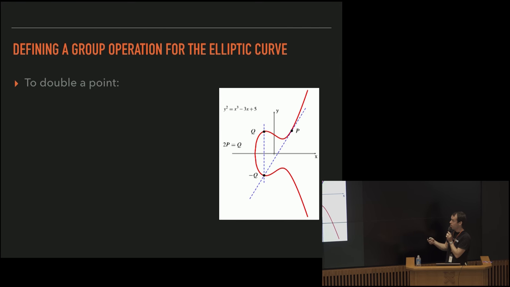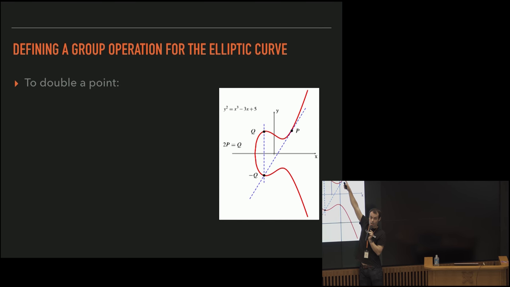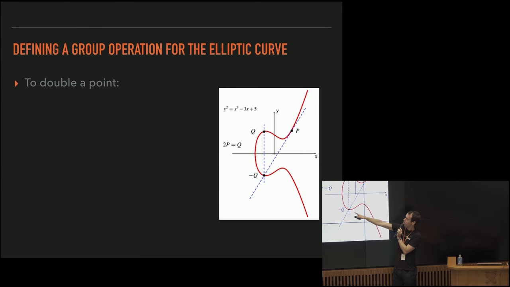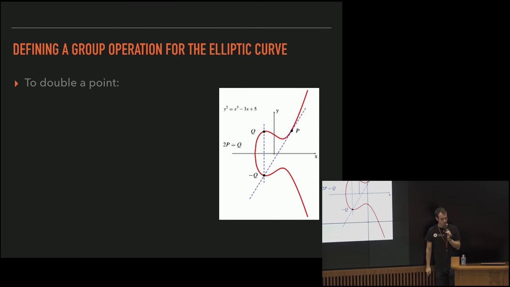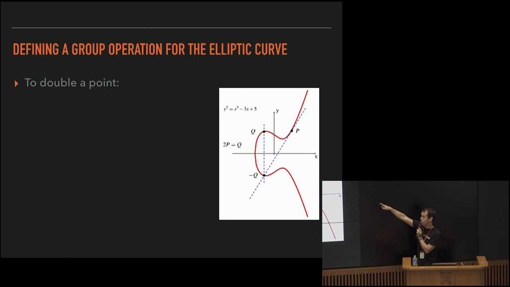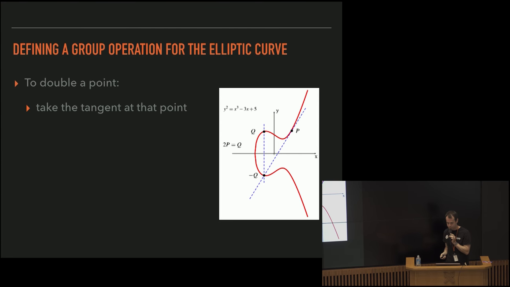To double a point, so to add it to itself, here we're doubling P, we find the tangent of the curve at that point, find where it meets the curve again, and then reflect over the x-axis. And I'm going to claim that every time you use a tangent, you'll find the curve at some other point. I'm not going to prove that.